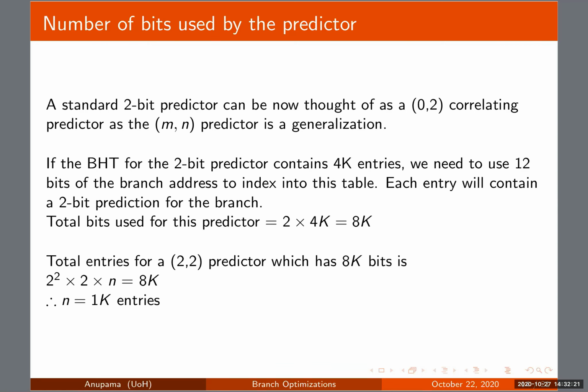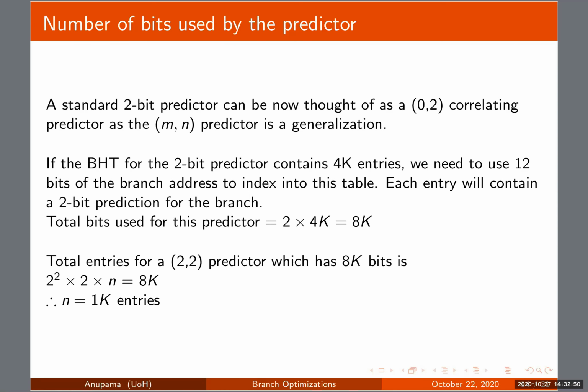We have 2 bits per entry, n entries, so 2n. And then you have 2 squared possibilities for the global history, because there are 2 bits in the global history, so there are 2 squared possible values there. All of these bit combinations equal 8K bits. So the number of entries in the (2,2) predictor will be 1K.